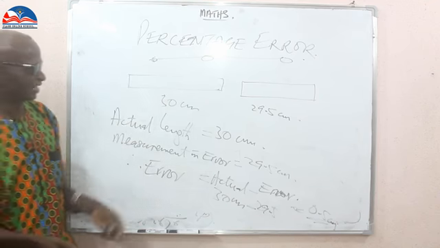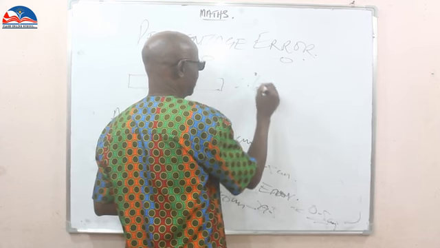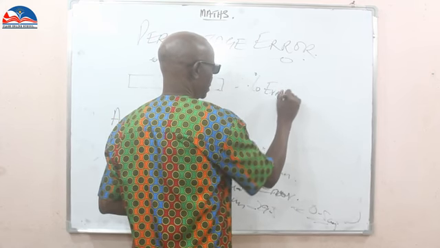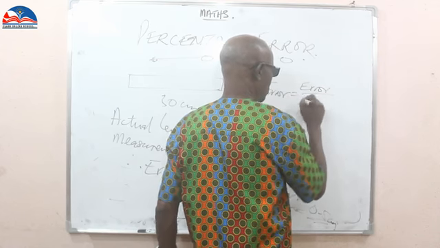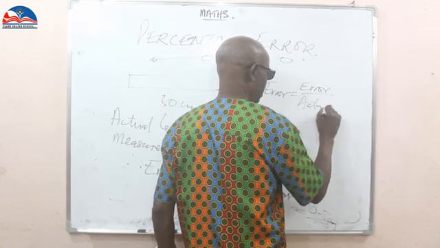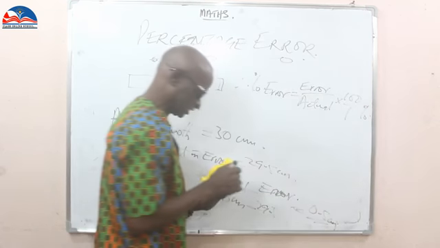Now I want to convert it to percentage. Therefore, percentage error equals the mistake you made, that error, over the actual, times 100 over 1. That's the percentage error.